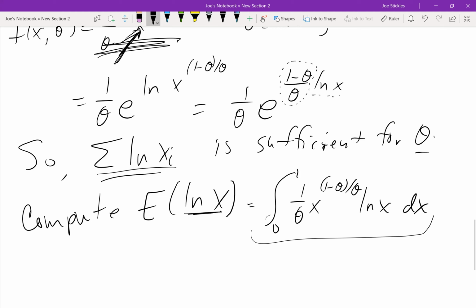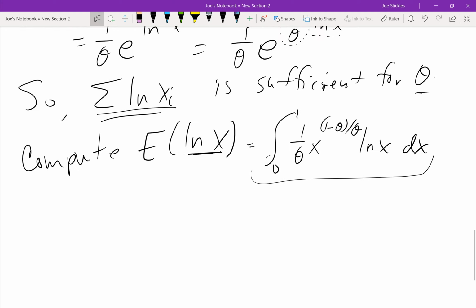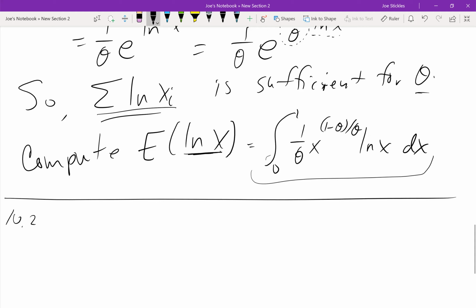So let's change gears a bit and start going back to talking about hypothesis testing. In particular, let's remind ourselves what we mean by the power of the hypothesis test. Let's look at a specific example here, maybe. Let's look at 10.2-1. This is on page 510.